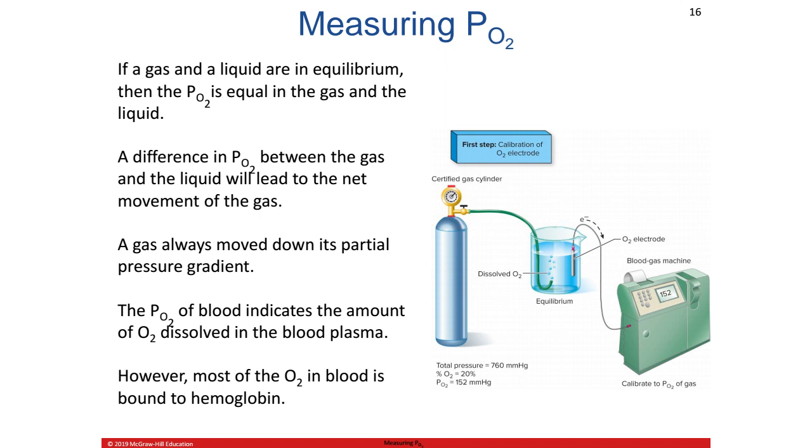The PO2 of blood indicates the amount of oxygen dissolved in the blood plasma. Okay, so when we measure, let's say we measure oxygen within a sample of blood, we're measuring the oxygen within the liquid part of the blood. Now, we'll talk about this more in a second, but most of the oxygen in our blood is actually bound to hemoglobin. So with this sort of an oxygen meter, we're measuring the partial pressure of oxygen within the blood plasma, which is a measure of the dissolved oxygen. It's not a direct measure. It won't tell you actually how much oxygen is bound to hemoglobin. We have other ways of figuring that out.